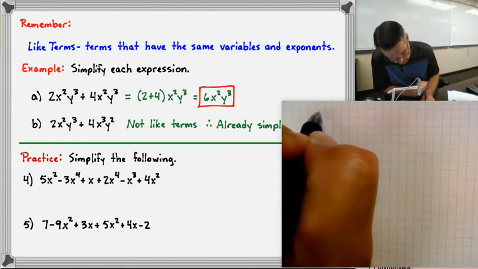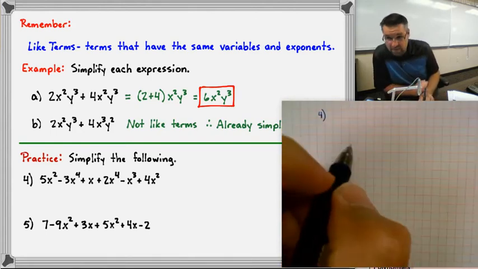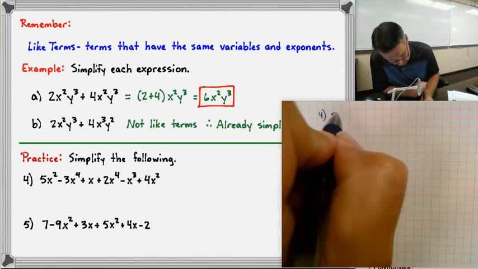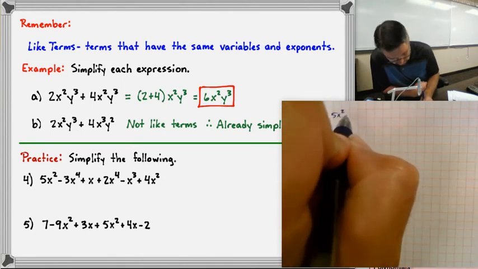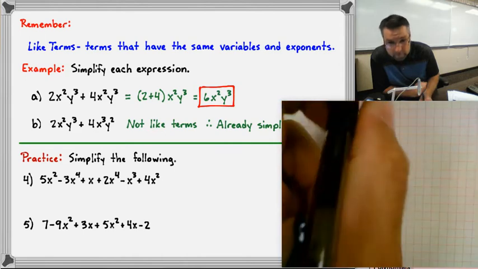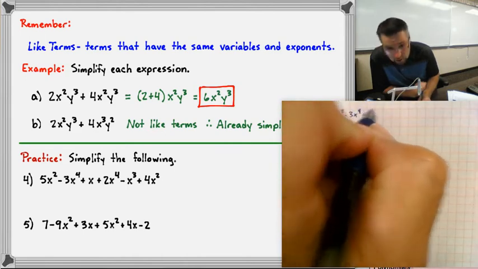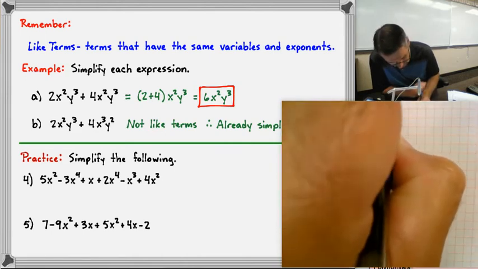You guys go ahead and push pause. Put this on your left-hand side, see what you come up with, and then come back and watch and compare your answers to mine. All right, for the first one, we want to combine like terms.